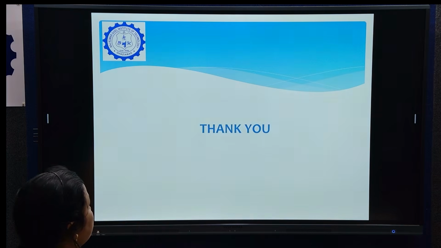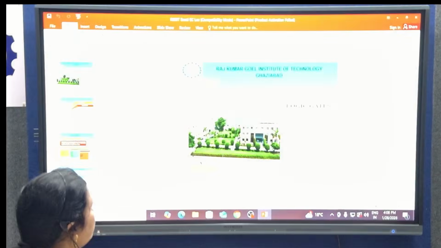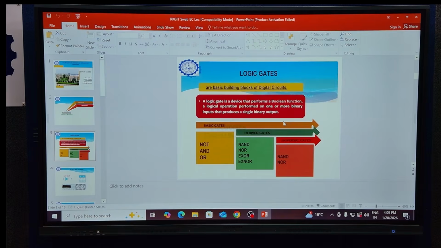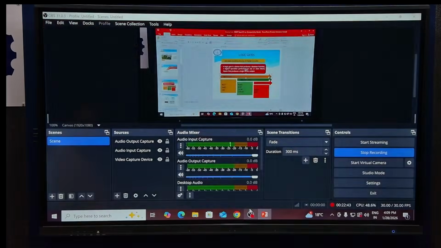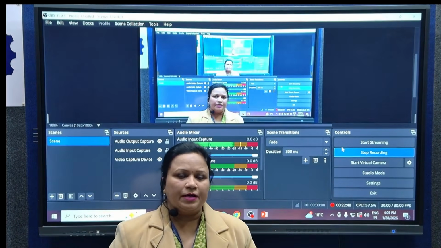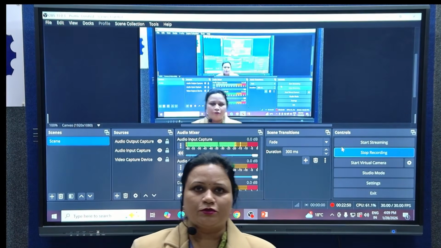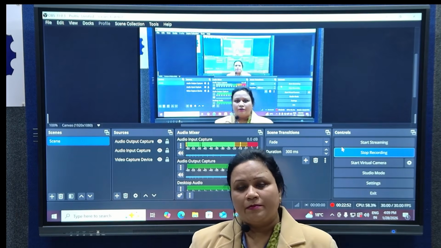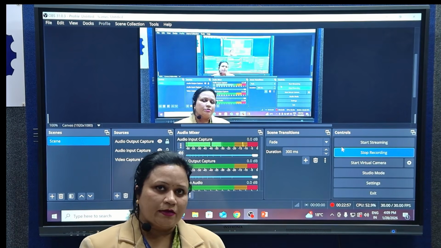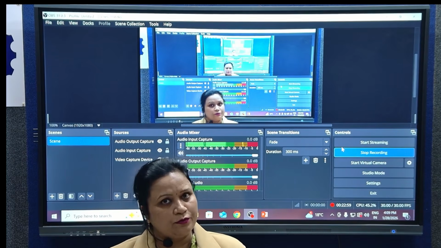तो दिस इज ऑल अबाउट लॉजिक गेट्स. So this is all about logic gates, right? It was a basic review of all those logic gates and the fundamentals of logic gates and the NAND gate, right? How NAND gate is working as a universal gate. So I hope this lecture is fruitful to all of you.